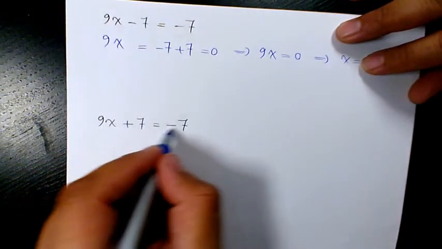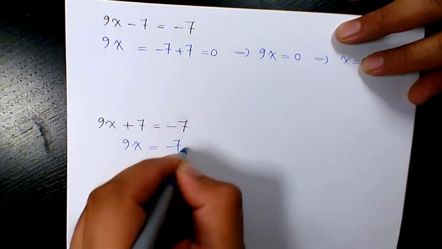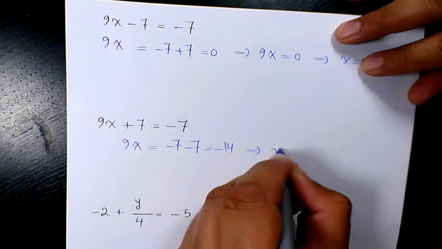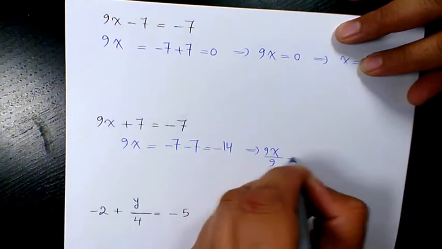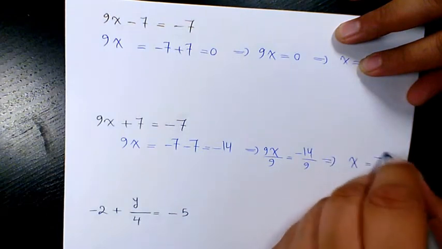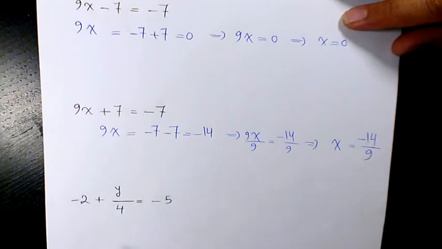9x plus 7 equals negative 7. So we have 9x and I move 7 to the other side. So it's going to be negative 7, which is negative 14. So 9x divided by 9, negative 14 divided by 9. So we have x equals negative 14 divided by 9. And I cannot reduce it.